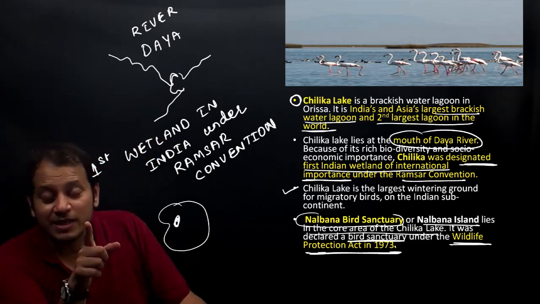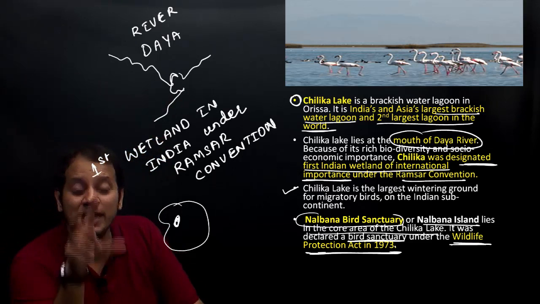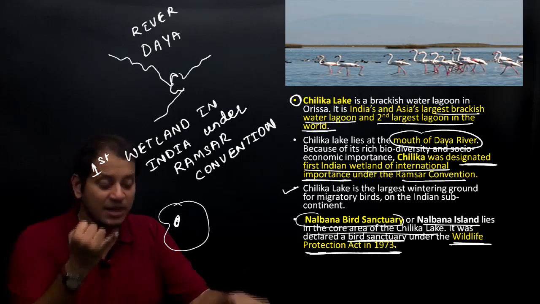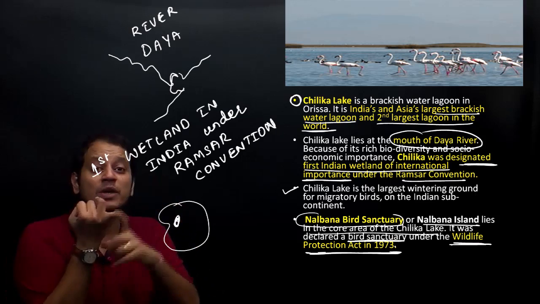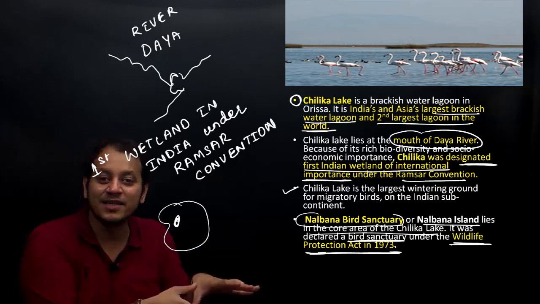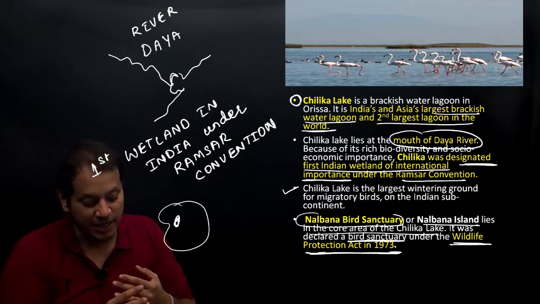So if the question comes in the examination that the government declares a wildlife or bird sanctuary under which act, they will give you an option to confuse you. One is the Environment Protection Act and second is the Wildlife Protection Act. You know the answer is the Wildlife Protection Act.